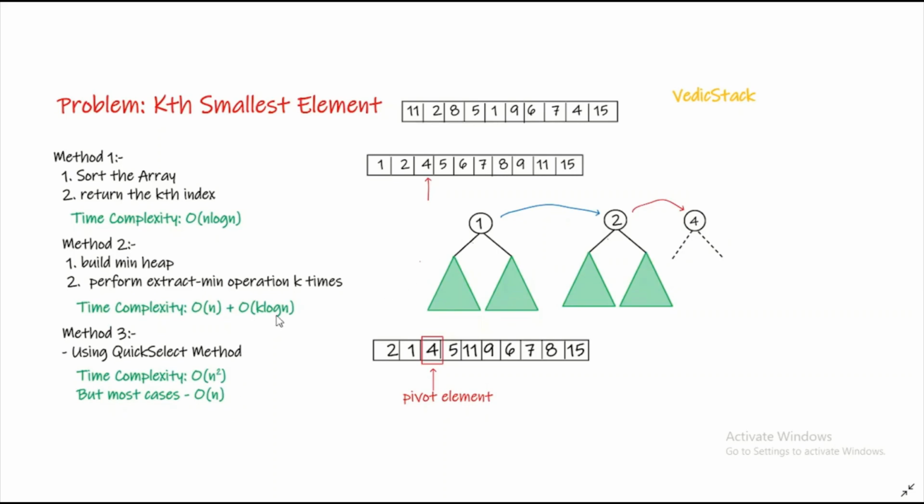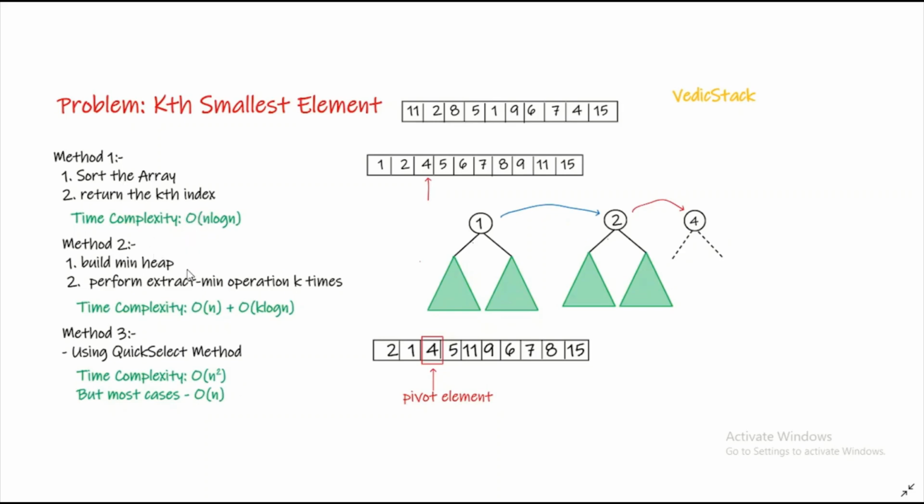As we are performing it k times, it is going to take order of k log n time. Now, if we compare this method with method 1, method 1 was taking time complexity of order n log n, here it is order of n plus k log n, which is smaller than this, because obviously order of n is smaller than order of n log n, and k, as it is given in the question, is smaller than n, so it is also going to be less than order of n log n. So method 2 is better than method 1.